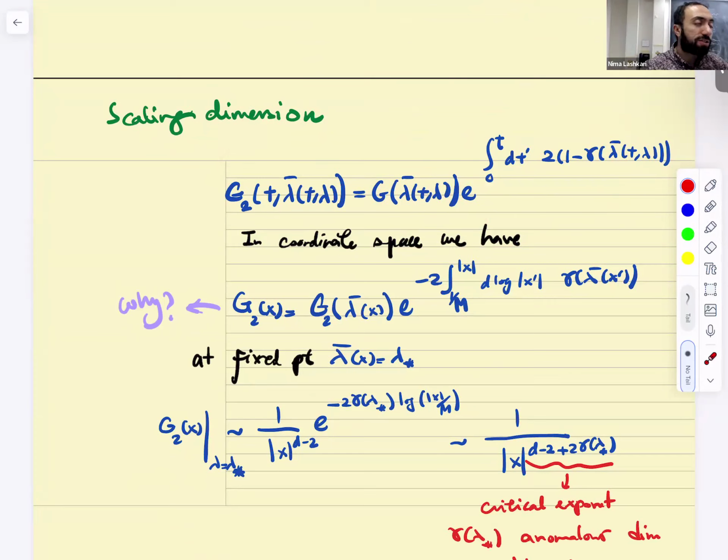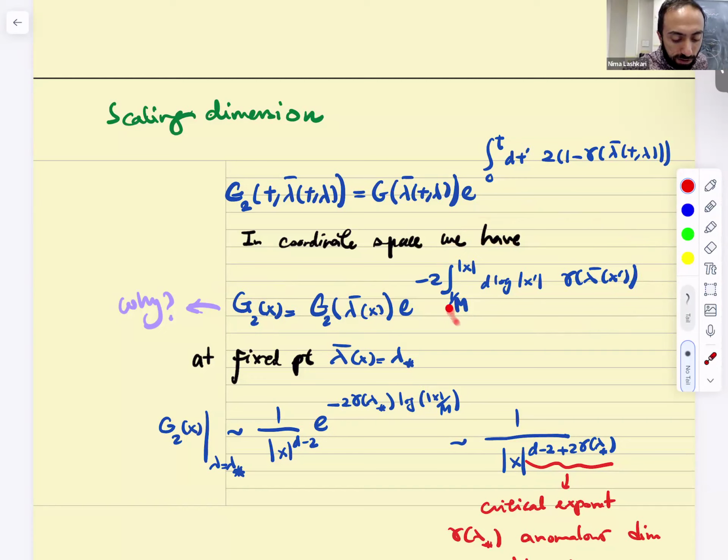We wrote this for G2 of P, in momentum space. t, remember, is log of P over M. In Fourier space, we Fourier transform and write it in real space. So this would be the 2-point function in real space. I wrote y so that we could do the Fourier transform itself. But the 2-point function in real space, G2 of x, will depend on the coupling at that scale. Now x represents your scale in a sense. And then this is a renormalization value.